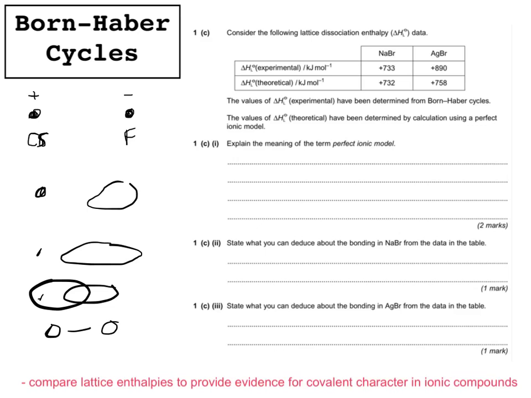First, explain the meaning of the term perfect ionic model. This is where the ions are point charges, so there is no polarization.